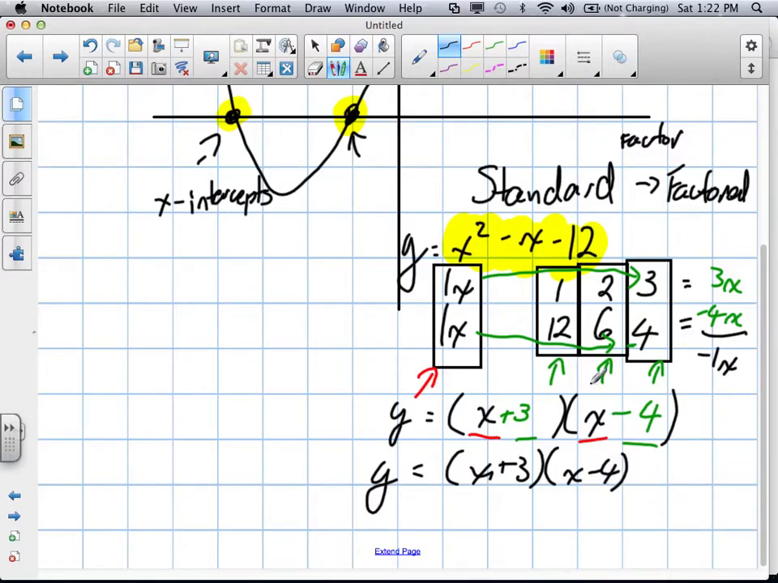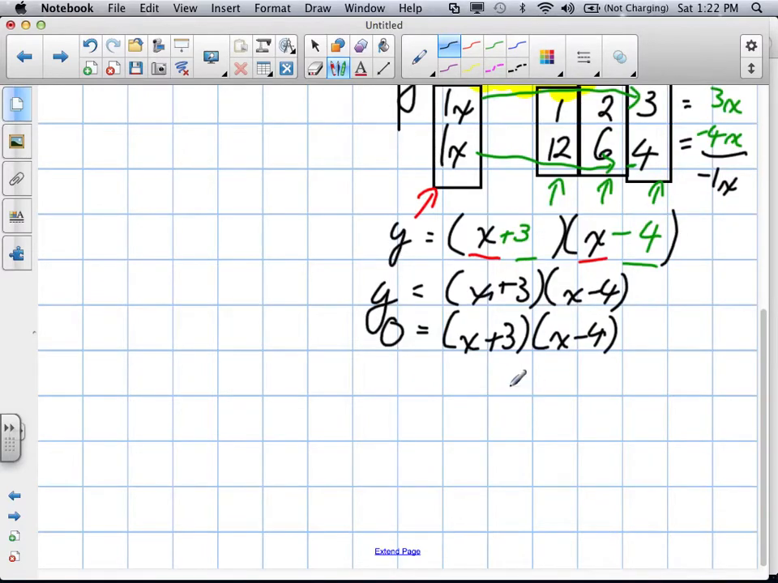I was asking about zeros. Oh, okay, now I remember. We have to set y equal to 0 in order to find the zeros. Okay? So 0 equals x plus 3, x minus 4, and we split this into 2 equations. We get 0 equals x plus 3, and 0 equals x minus 4, and we solve for x.